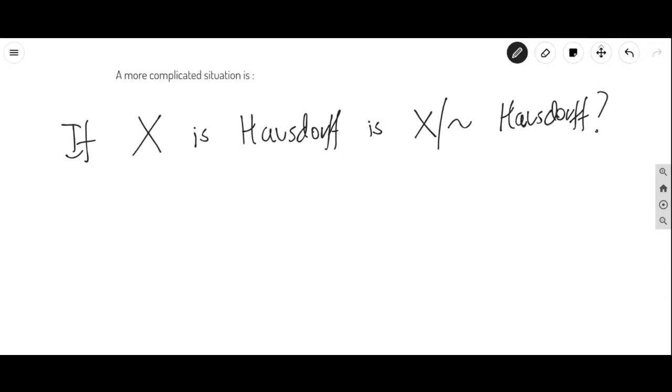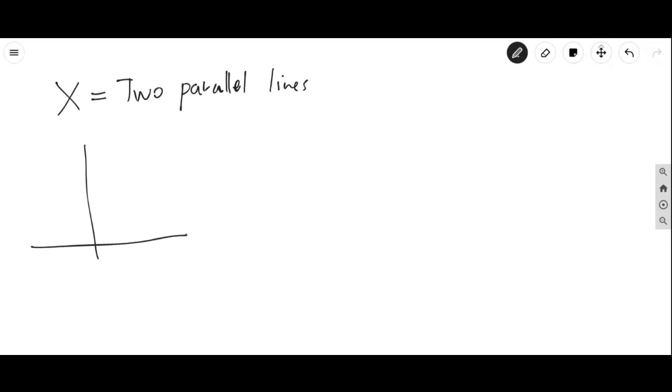And I want to give you an example to show you how it does not have to be true. So here's a very simple example. Let's say that X is two parallel lines. If you want to be fancy, you can say it's R1 disjoint union R1, two parallel lines. But let's not go there. So we have two parallel lines. Let's say this is one of the lines, and this is the other line.